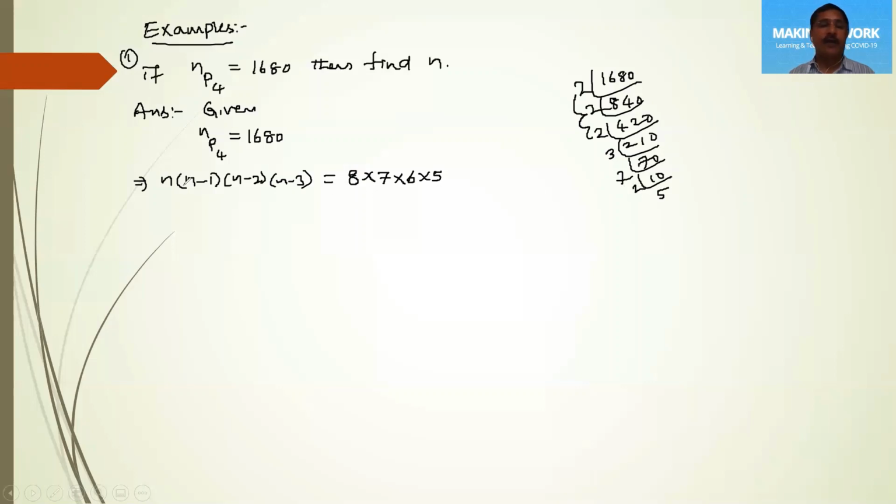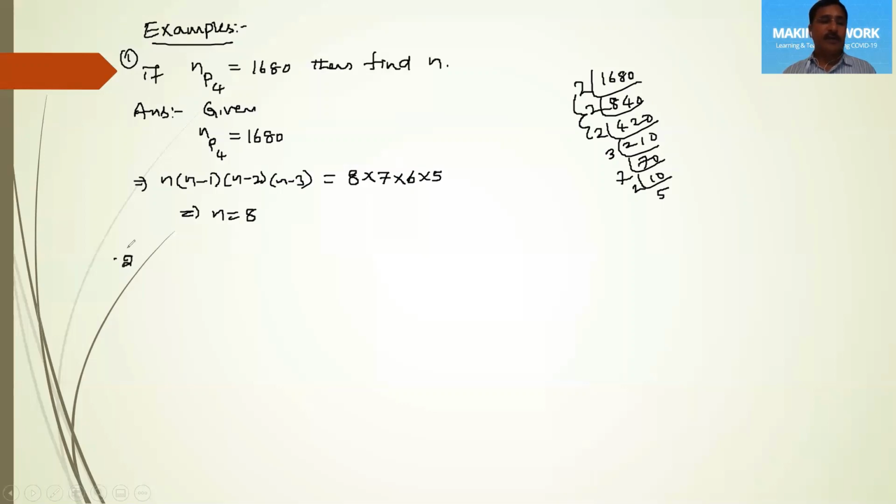So by equating corresponding values on both sides, this gives n is equal to 8. By equating any two corresponding values on both sides, if n minus 1 is equal to 7, then also n is equal to 8. If n minus 2 is equal to 6, then also n is equal to 8. So finally, the value of n is 8.